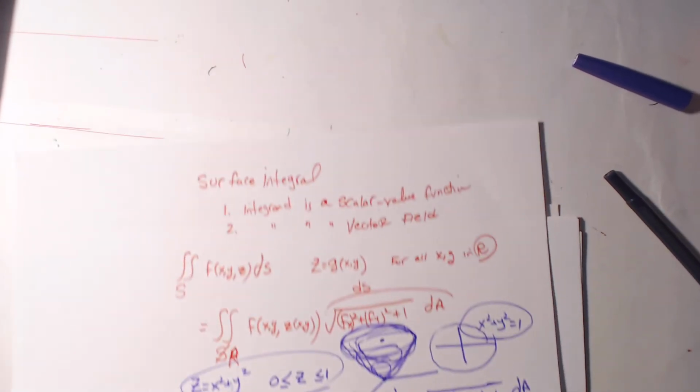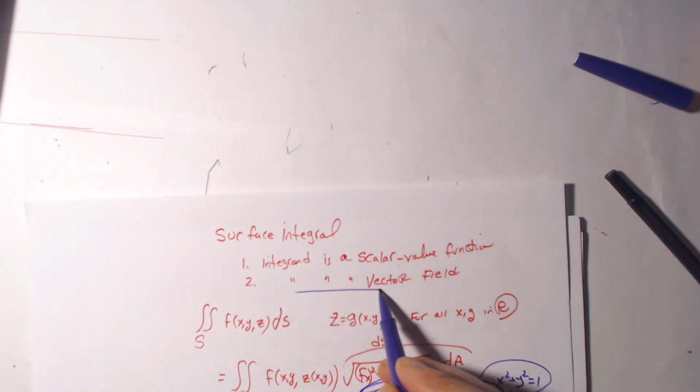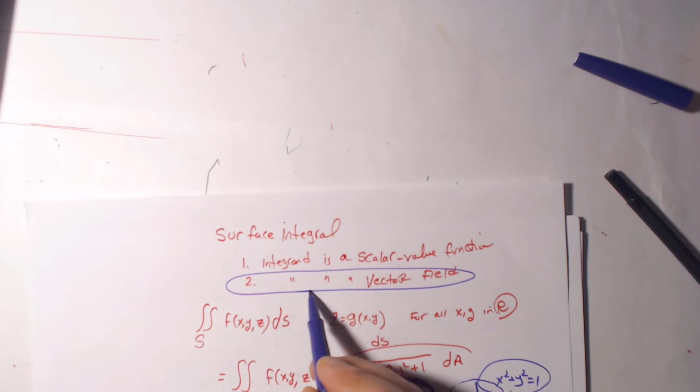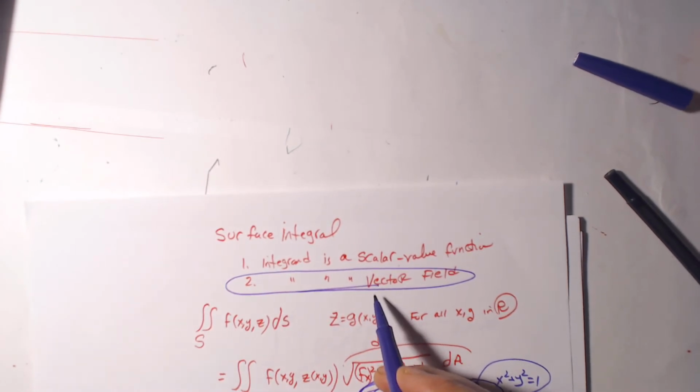Tonight in this short video we're going to talk about what happens if your integrand becomes a vector field.